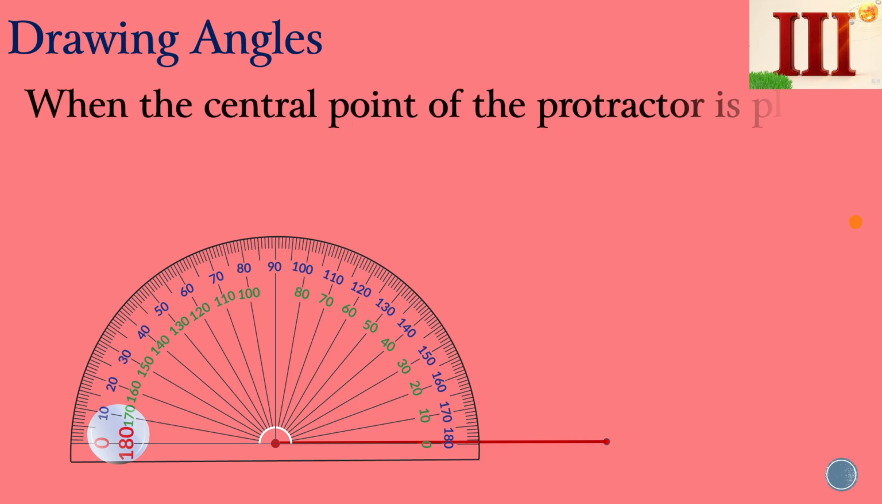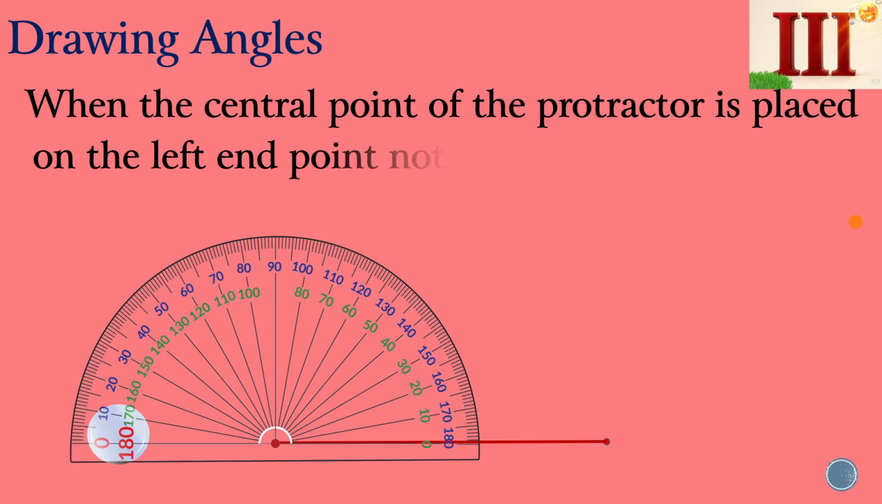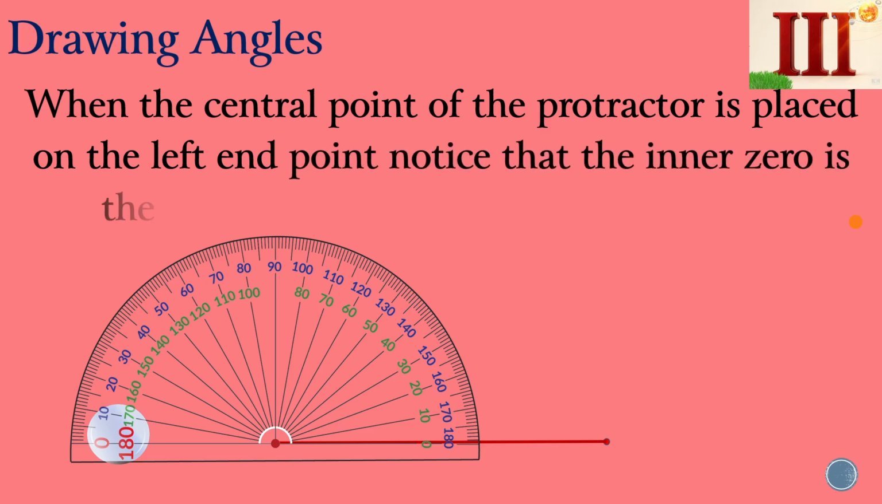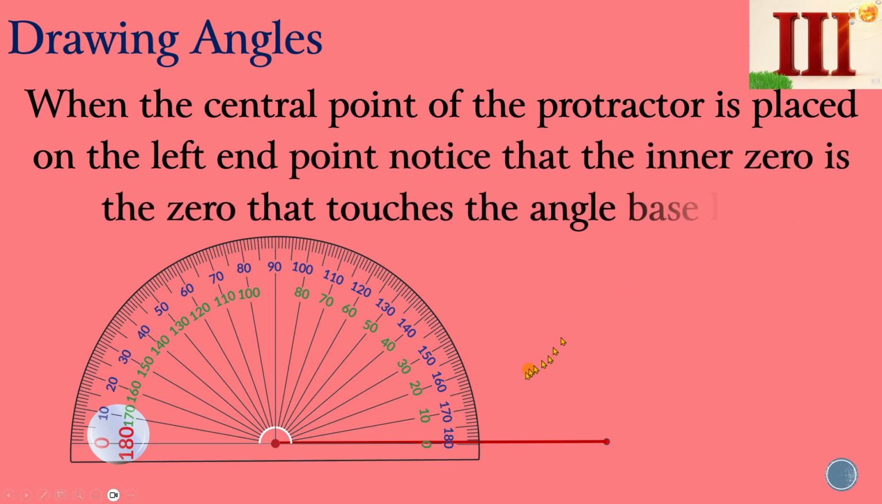So when the central point of the protractor is placed on the left end, I want you to notice something. That the inner zero is the number that is lying on the baseline. Notice the outer zero is not lying on the baseline. This is telling you which set of numbers to use. We always use the set of numbers that has the zero lying on the line.